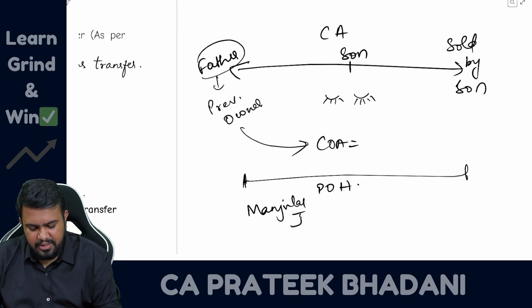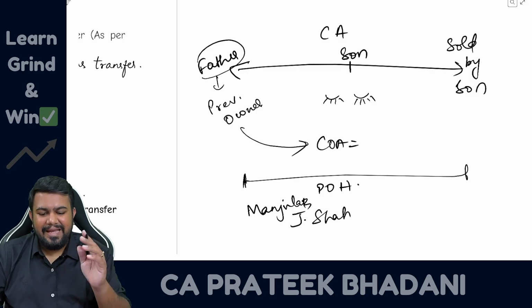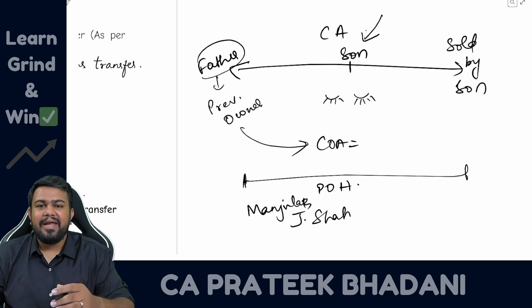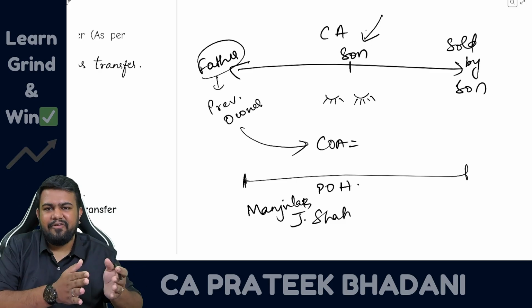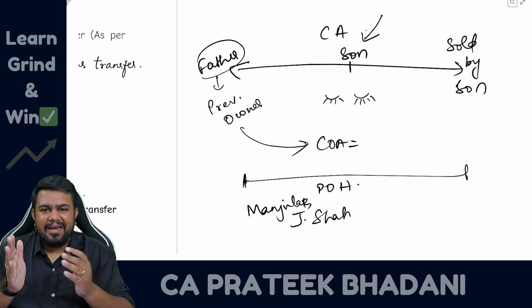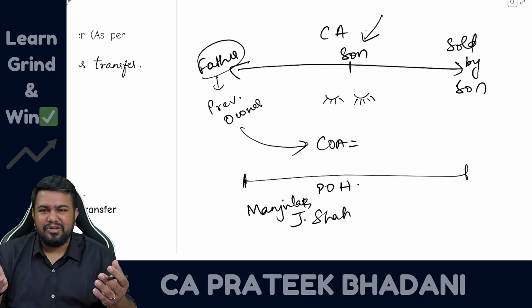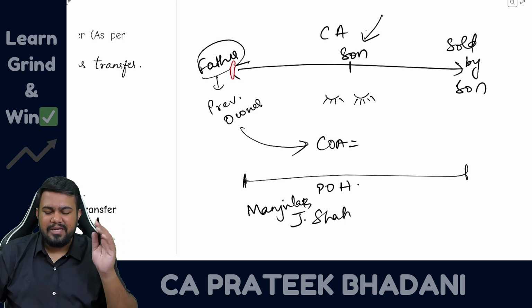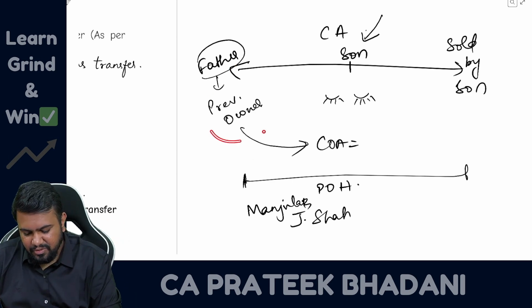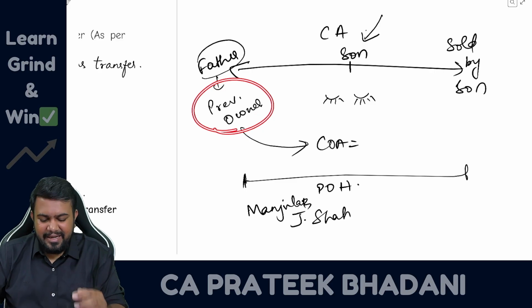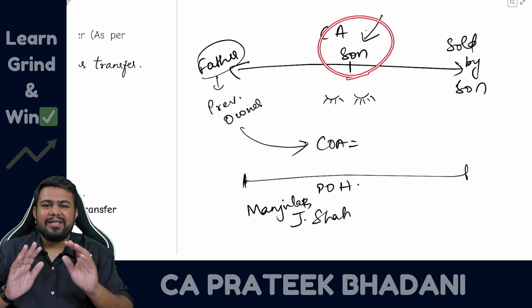Manjula J. Shah case. Because the Income Tax Act says take the indexation from the date on which the son got the asset. Okay, from the current owner only you have to take indexation, but it is illogical. Let me not go into the depth of why it is illogical. That is why indexation you have to take from the previous owner itself. See, Kanna, cost you are taking from the previous owner, period of holding also you are taking from the previous owner, then why take indexation from the current owner? So that is not logical.